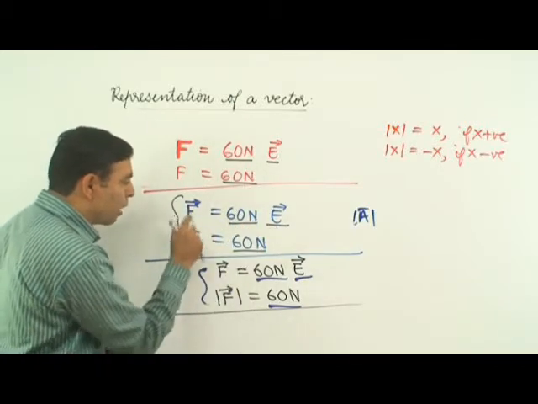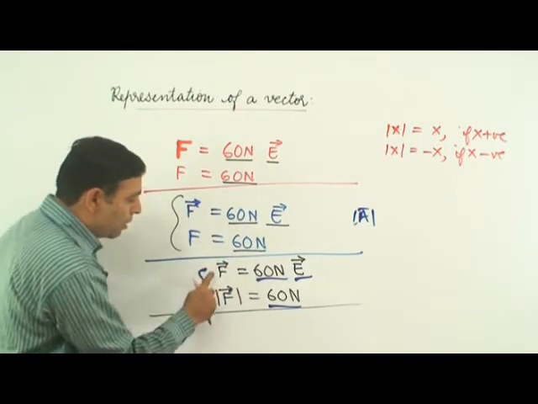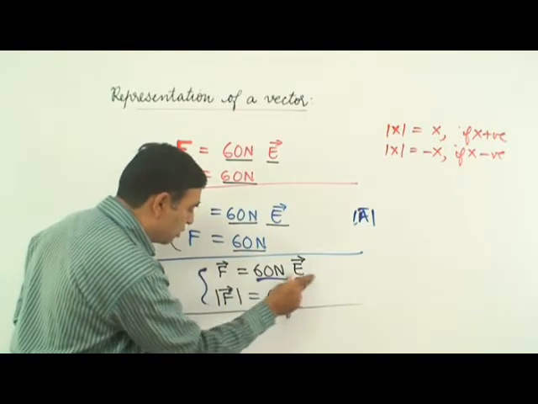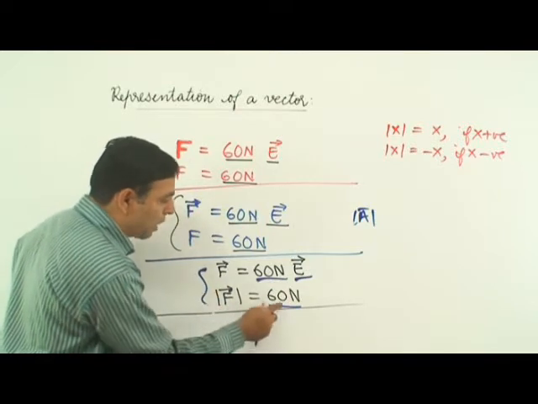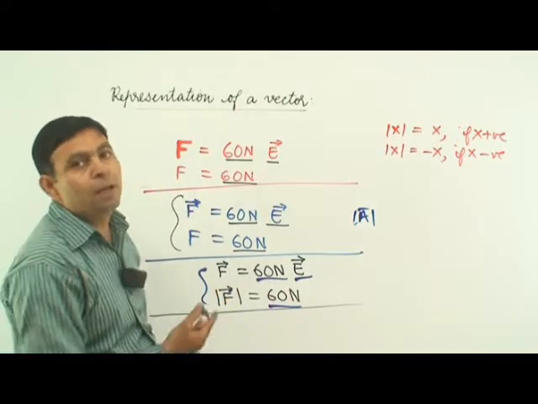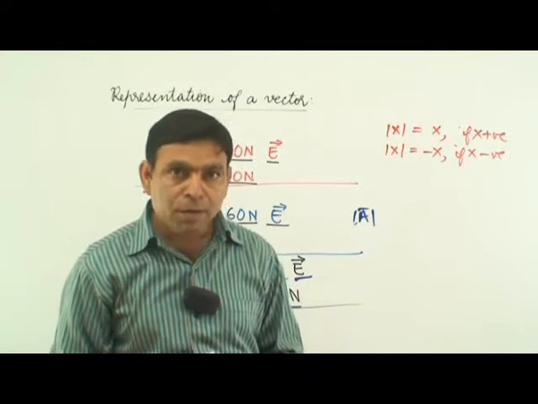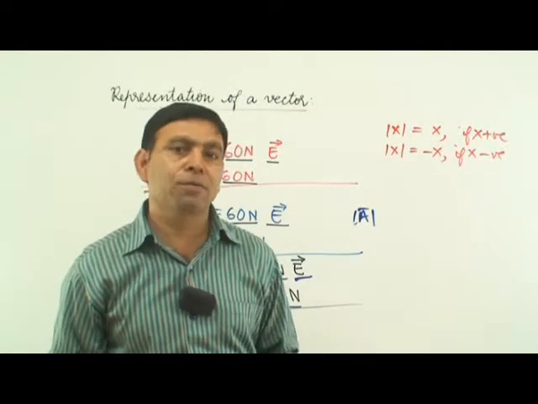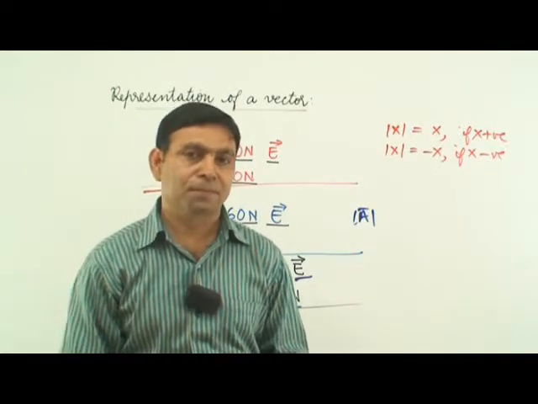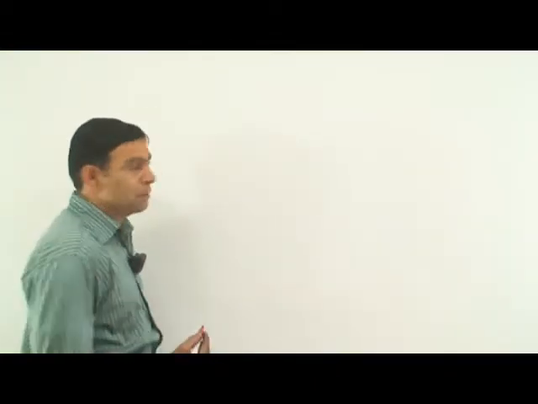A letter without an arrowhead is just magnitude. A letter with an arrowhead is magnitude and direction. Mod of that is magnitude. So these three notations are used in print. You can easily make out any one of them once you know the notation. Clear? Let's now discuss briefly the types of vectors.